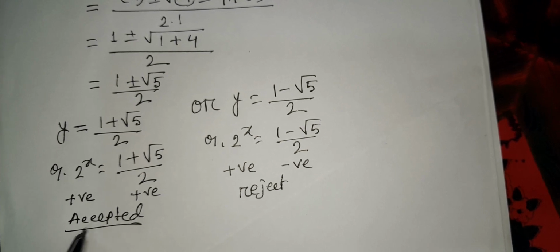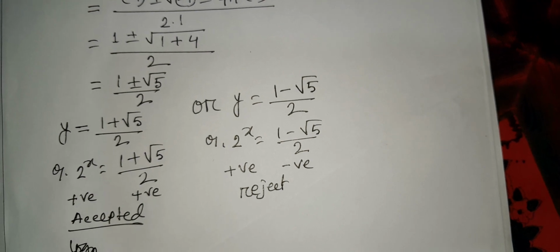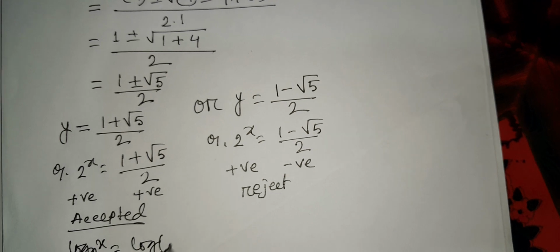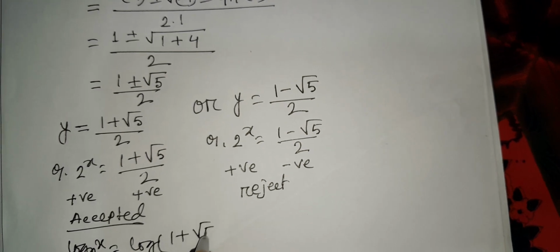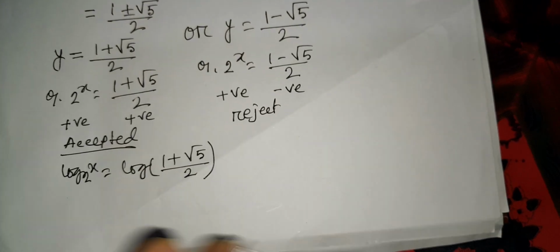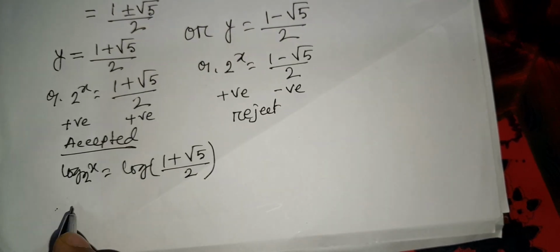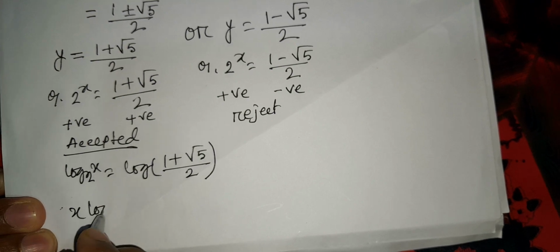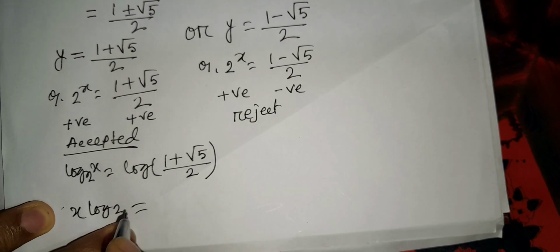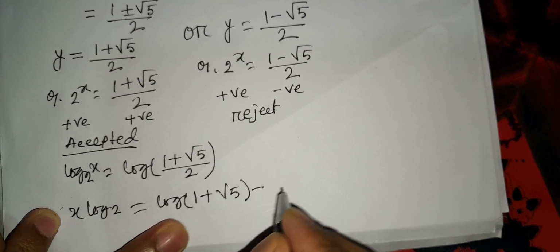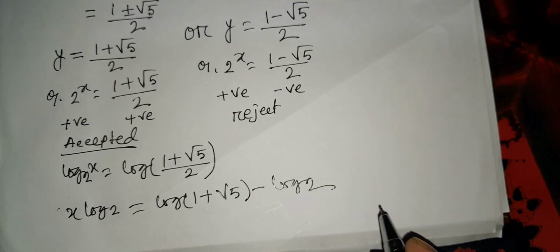Now we take log both sides, so log of 2 to the power x and log of (1 plus root 5) by 2. Okay, we can write x log 2 equal to log (1 plus root 5) minus log 2.